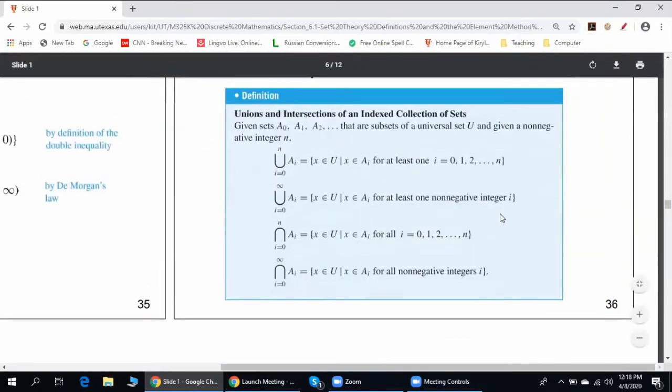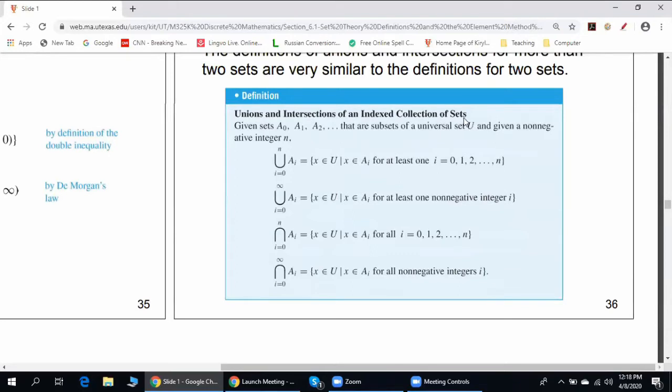Next, here we discuss unions and intersections of indexed collection of sets, which means instead of considering union of just two sets or intersection of two sets, we consider n sets. So by union of sets A0, A1, A2, and so on, by the way, here we allow to consider infinitely many sets, we mean the following: all elements from the universal set such that x is from Ai for at least one i from 0 to n. Similar definition we have for intersections.